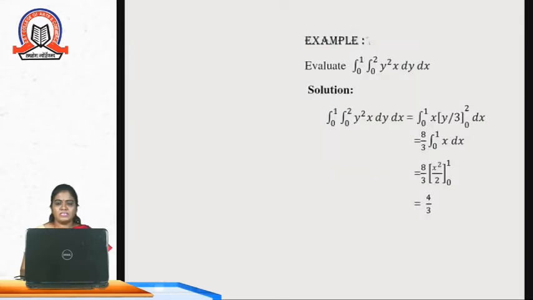Calculation. Let me see some examples of double integration. Integral 0 to 1, integral 0 to 2 y square x dy dx. First we want to integrate y, then x. If we are integrating y, y square will go to y cube by 3. Applying the upper limit and lower limit 0, we will get the answer 8 by 3. Left with integral 0 to 1 x dx, integrating that x square by 2, upper limit 1, lower limit 0. Upper limit minus lower limit, if we are substituting and cancelling the value, we will get 4 by 3.